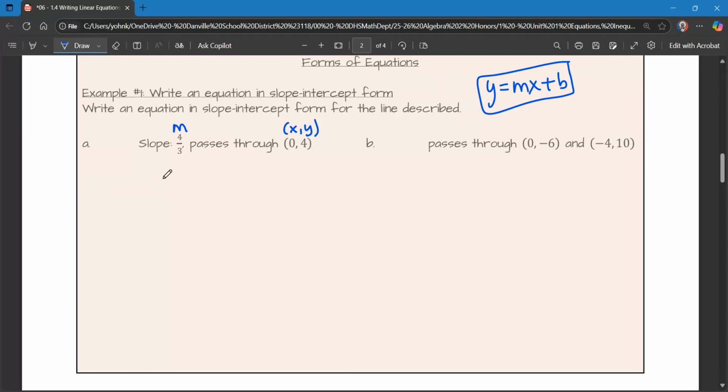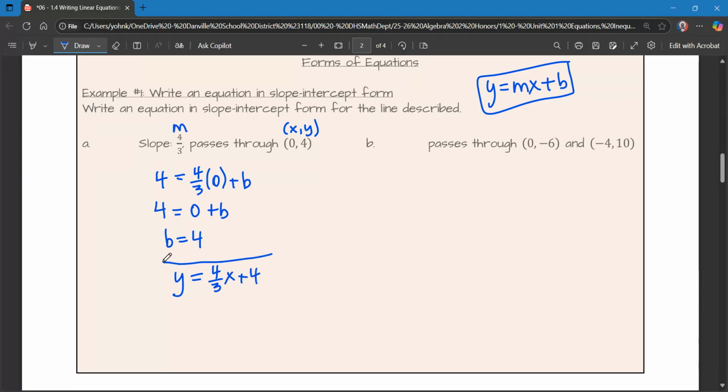So we're going to say 4 equals m, which is 4/3, times x, which is 0, plus b. Well, when you do 4/3 times 0, you get 0. That means your b is 4. You're not done. Write your equation. y equals m, which is 4/3, leave your x alone, plus b, which is 4. So when you write your final answer, you're going to plug the m back in and plug the b back in, but you're going to leave the x and y alone.